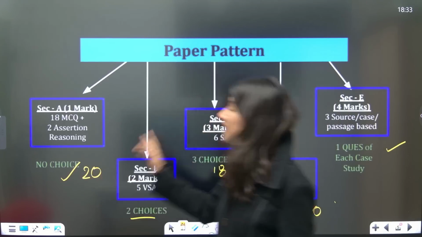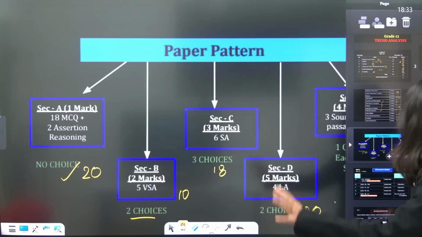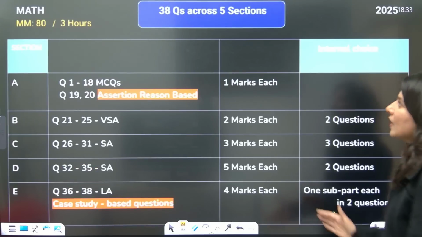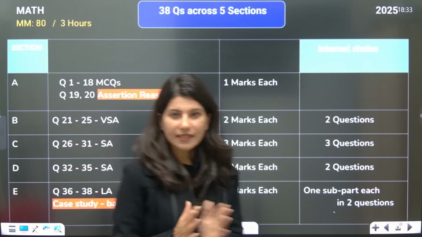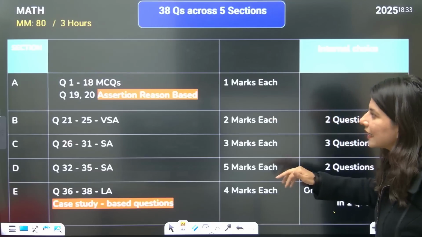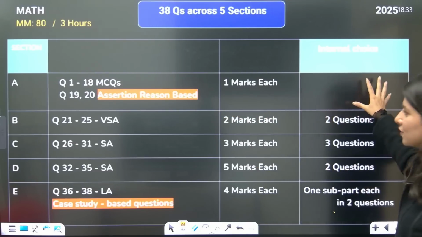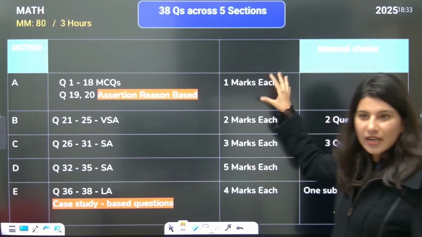So total 80 marks paper. You will see this is your paper pattern broadly. Now, if I talk about the trend analysis, first of all, this is your paper pattern again. So 20 marks, 1 mark each. So first 20 questions are MCQ.